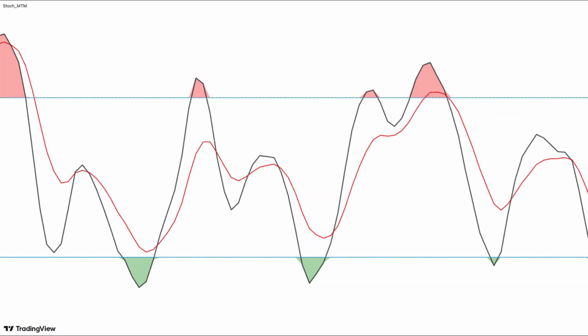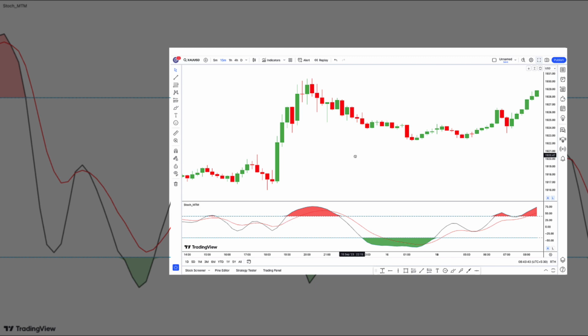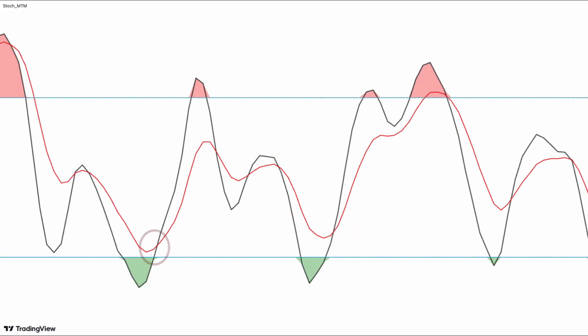Next, we have this red line right here. It's basically an exponential moving average, or EMA. By comparing the EMA to the stochastic oscillator, this indicator is able to determine the beginning of bullish and bearish momentum based on the crossovers of the two lines.